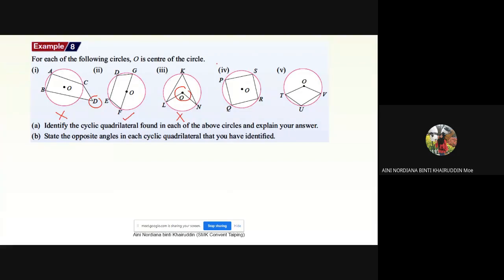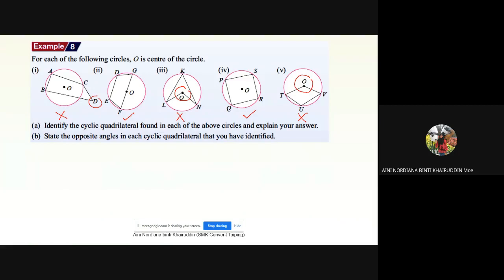Okay, so for diagram 4, vertex P, S, R, and Q all lie on the circumference. So this is cyclic quadrilateral. Diagram 5, as you can see here, does not lie on the circumference. So this is not cyclic quadrilateral. So I hope you understand how to identify cyclic quadrilateral in circle. Simple. Just look at all the vertices. If all the vertices lie on the circumference, then that's a cyclic quadrilateral.